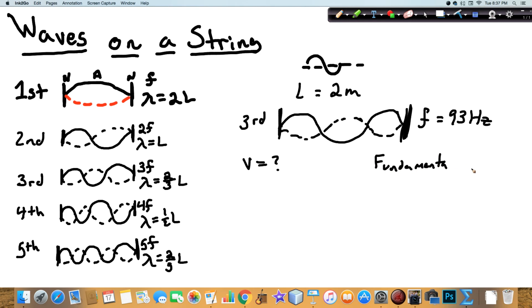Fundamental frequency. Or I could also say the first harmonic. So those are the 2 questions that I'm asking. Let's do the velocity of the string first.